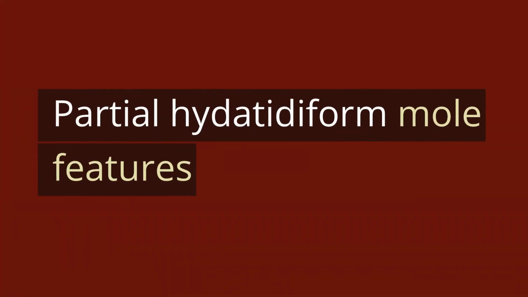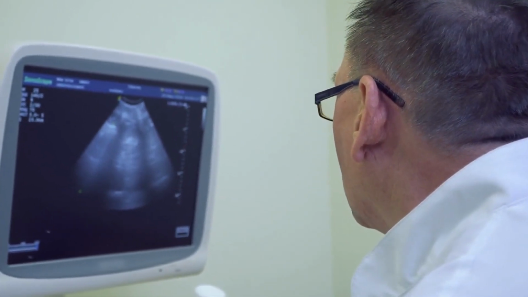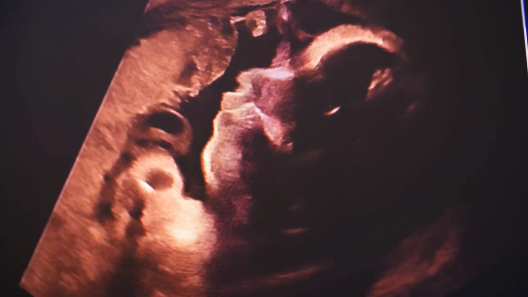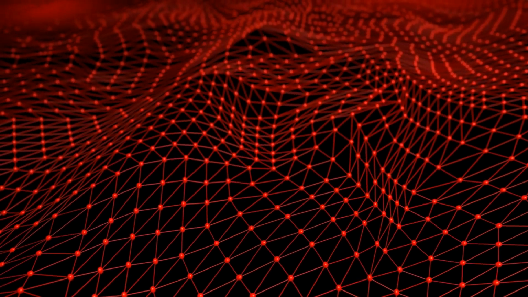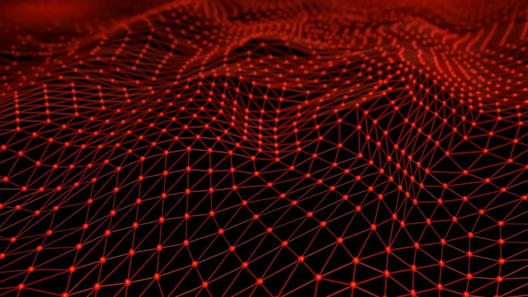Partial hydatidiform mole features. Evidence of an embryo, fetus, or membrane is present. This is due to the fact that the fetus dies during weeks 8 and 9 of pregnancy. The syncytiotrophoblastic layer is the only place where proliferation occurs, and it does not spread over like in a complete hydatidiform mole.